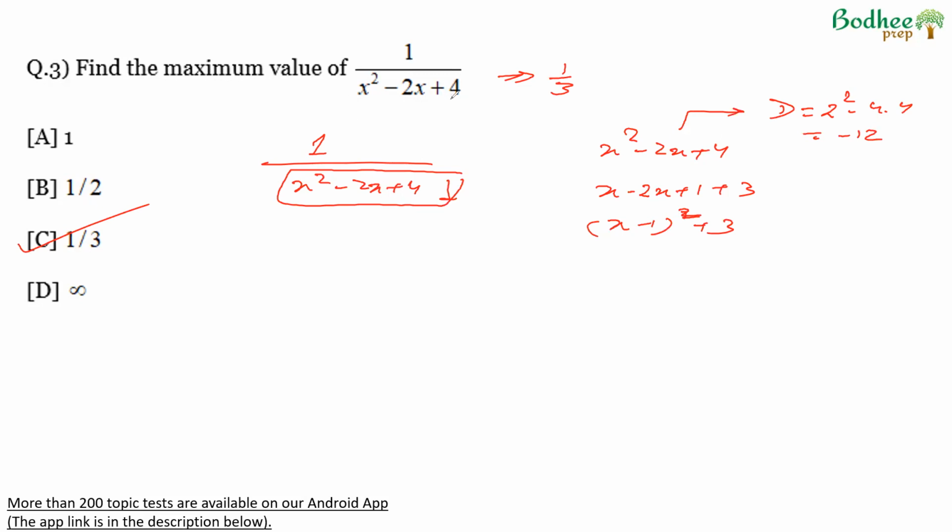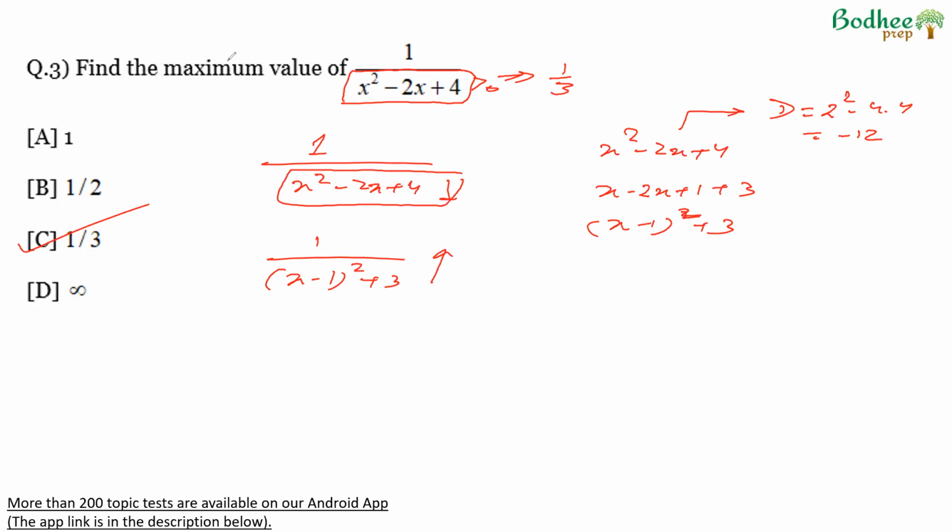If this quadratic had real roots, then it would have taken a value of 0 at some point, and that would have been the minimum point, the maximum for the ratio. The answer would have been infinity. But since this term is always greater than 0, all I do is look for the minimum for this quadratic, and that will give us the maximum for the overall fraction. Since the fraction is 1 upon (x minus 1) square plus 3, when this part is 0, the denominator will be minimum, and therefore the ratio will be maximum.